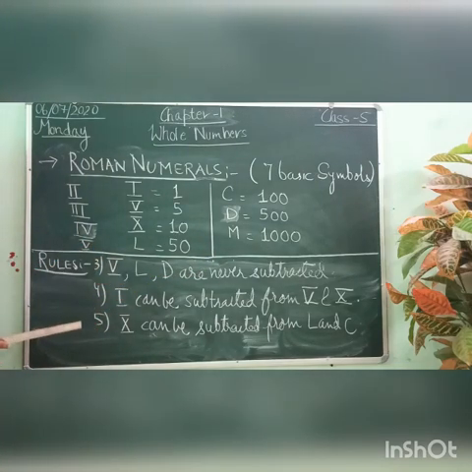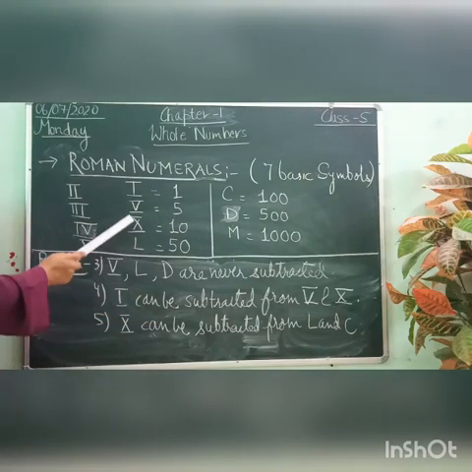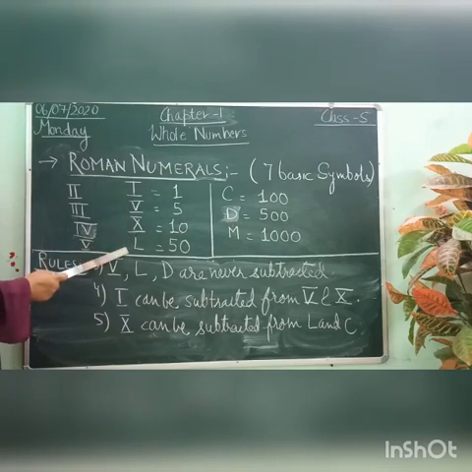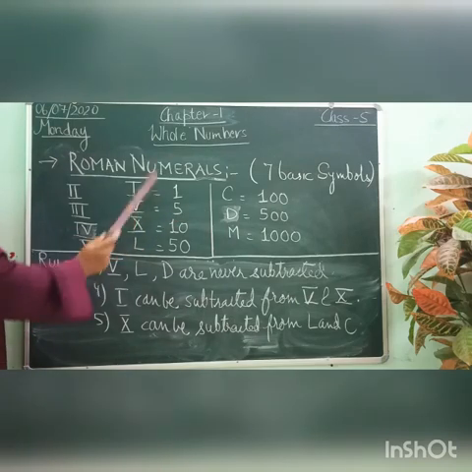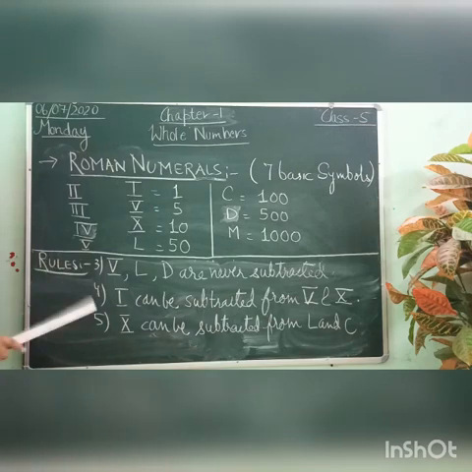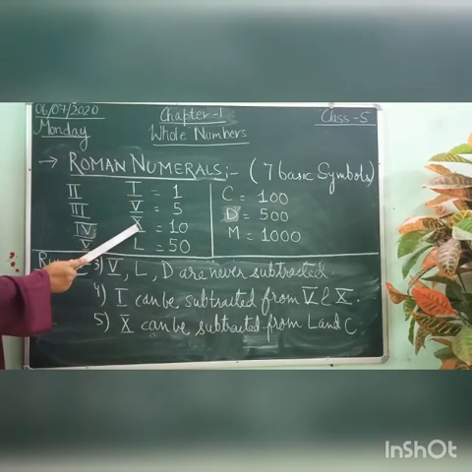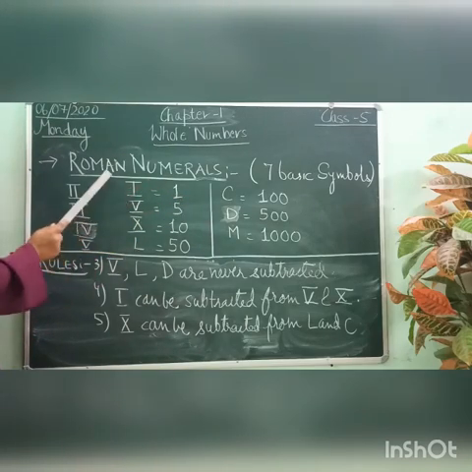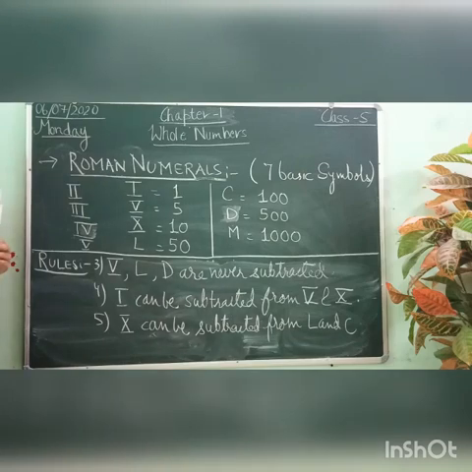Then the last rule is that X can be subtracted from L and C. That means X can only be subtracted from L and C. If you want to write 490, you cannot write XD. You cannot subtract 10 from 500. You have to write it in such a form that you can only subtract X from L and C. You can only subtract I from V and X. These are the rules which you have to follow while making a Roman numeral.